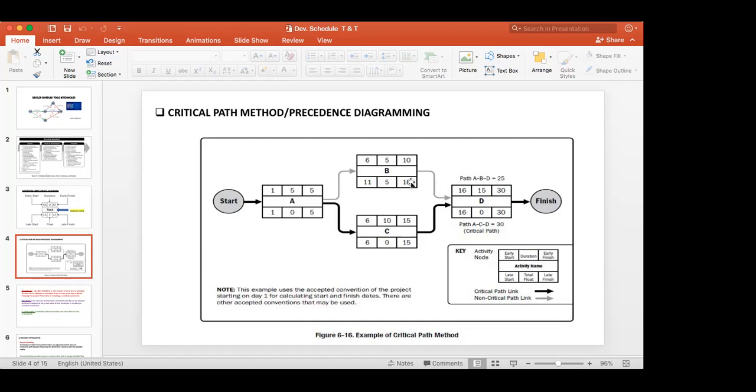Now if you want to calculate the free float of this one and this one, deduct 10 from the start of the next. 16 minus 10 is the free float.